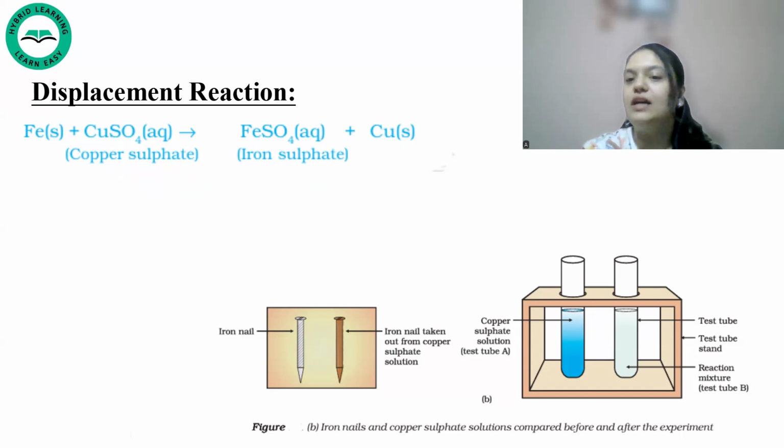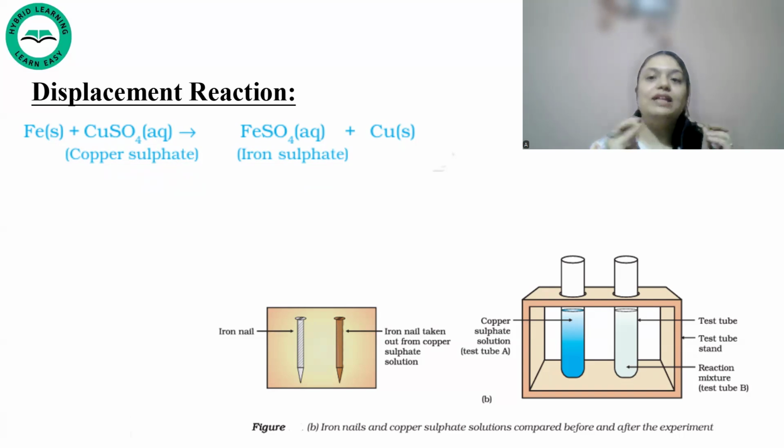You can see the color has particularly faded. You cannot see the blue color here anymore, right? You can see that the color has faded here. Okay, and see the iron nail. The iron nail has got a brown deposit on it, right? So what is this? This is the iron sulfate which is formed.